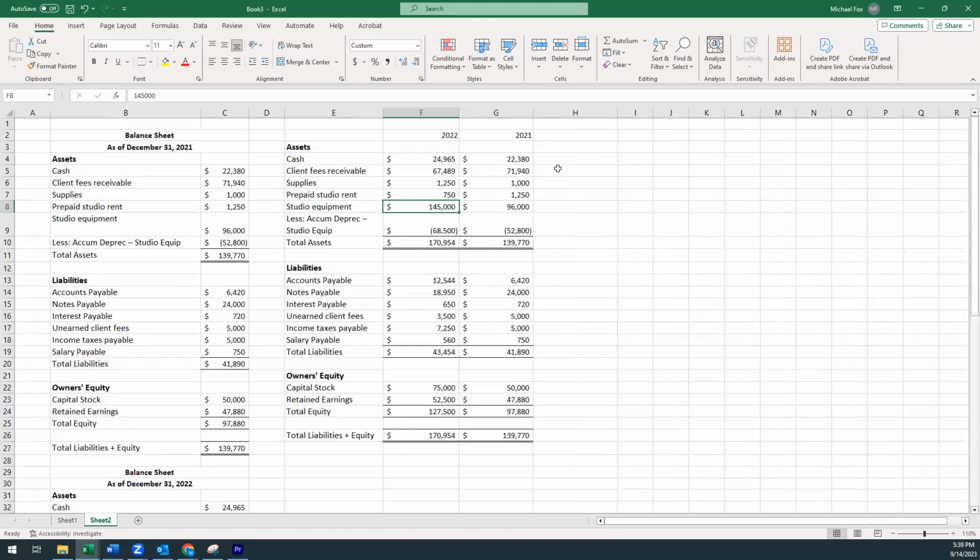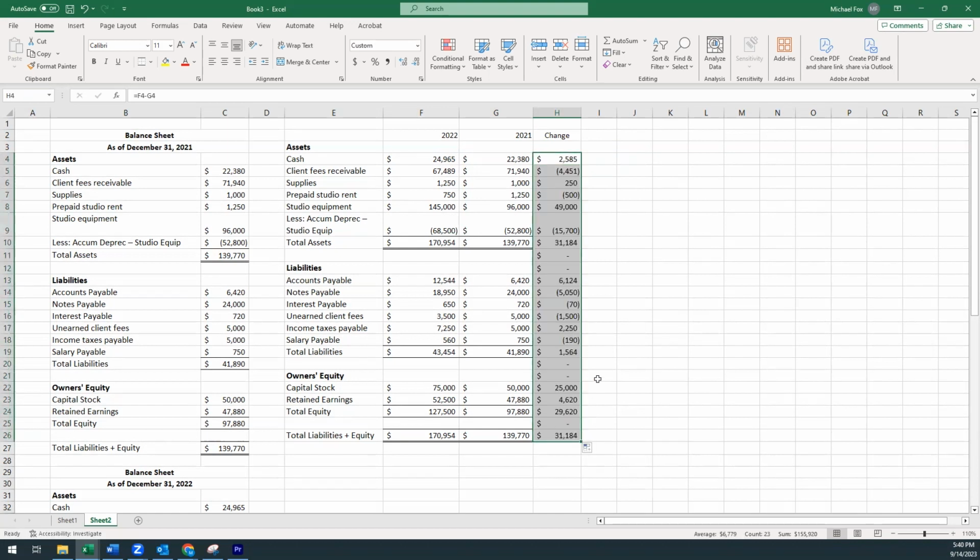So I'm actually going to just create another column, and I'm going to call it change. And it'll be the change from 2021 to 2022. And to find that, all I'm going to do is subtract the older year from the more recent year, 2022, and that'll give me the amount of change. So now instead of just seeing my cash went up, I can see my cash increased by $2,585. And I'm just going to fill that formula all the way down. I'll delete it here where there's blanks, just so it's not confusing.